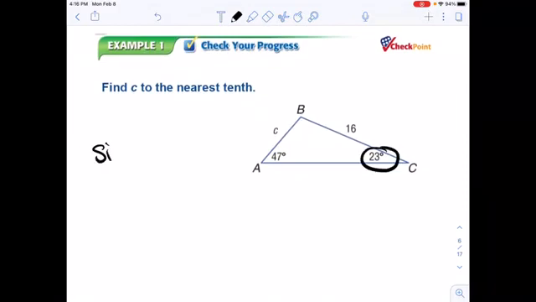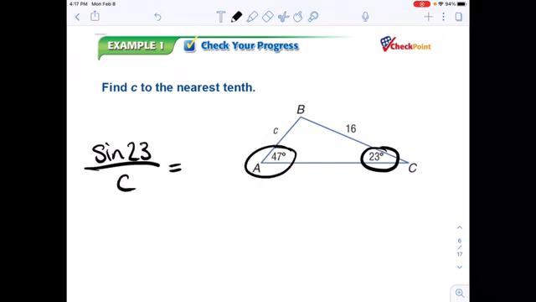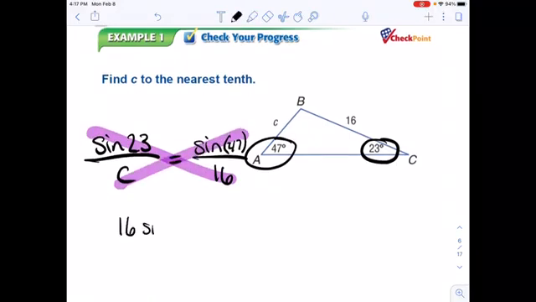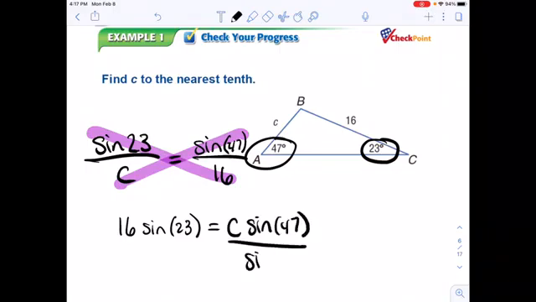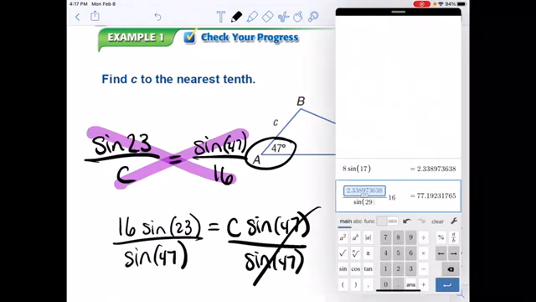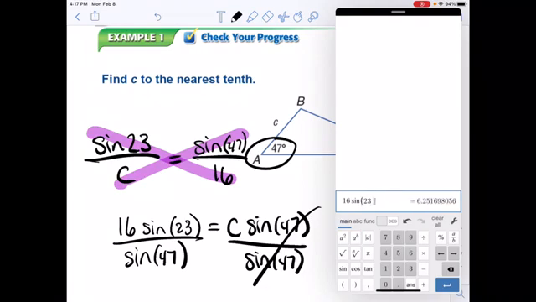Same thing, find c to the nearest tenth. You take angle C, sine of 23, over side length c, equals sine of angle A over 16. Go ahead and cross multiply. We end up getting 16 sine 23 equals c sine 47. We want to get c by itself, so we divide by sine 47. Go ahead and plug this into your calculator. Make sure to completely clear it. Careful, we don't want to do that. Can we divide the whole thing? Yep.